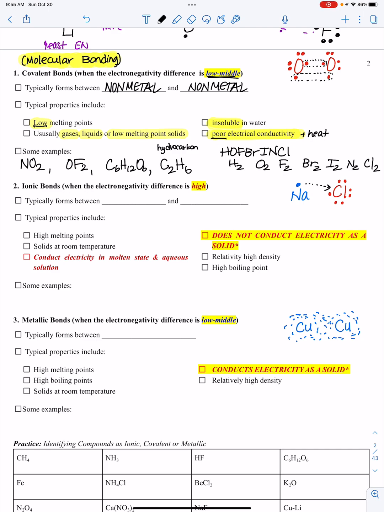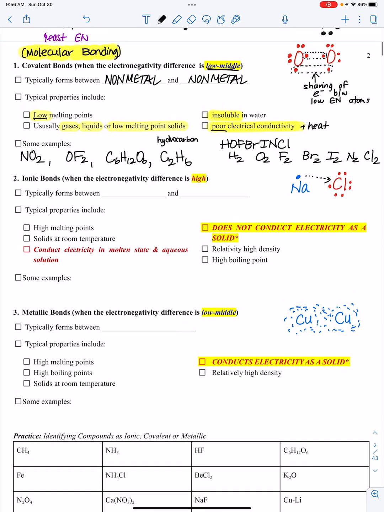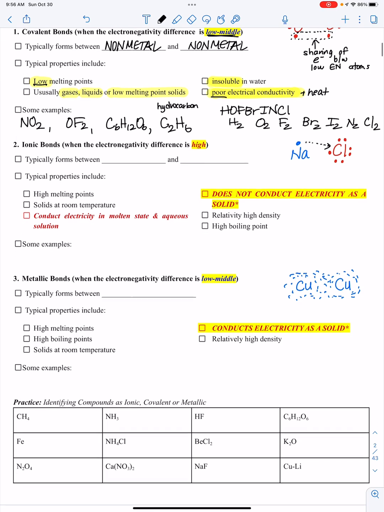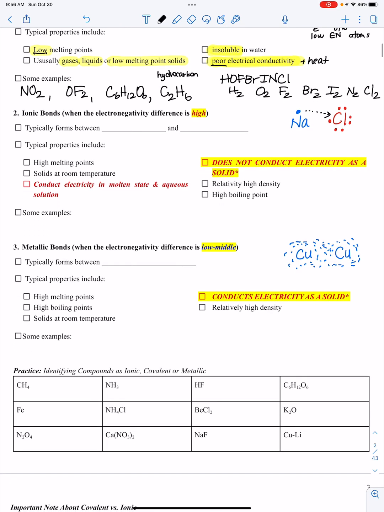And I also drew our example of two Lewis dot diagrams coming together. Covalent or molecular involves the sharing of electrons between low electronegativity atoms. So just a little note for us there. All right, so that is molecular bonding. Then we have ionic bonding. It typically forms between a metal and non-metal.